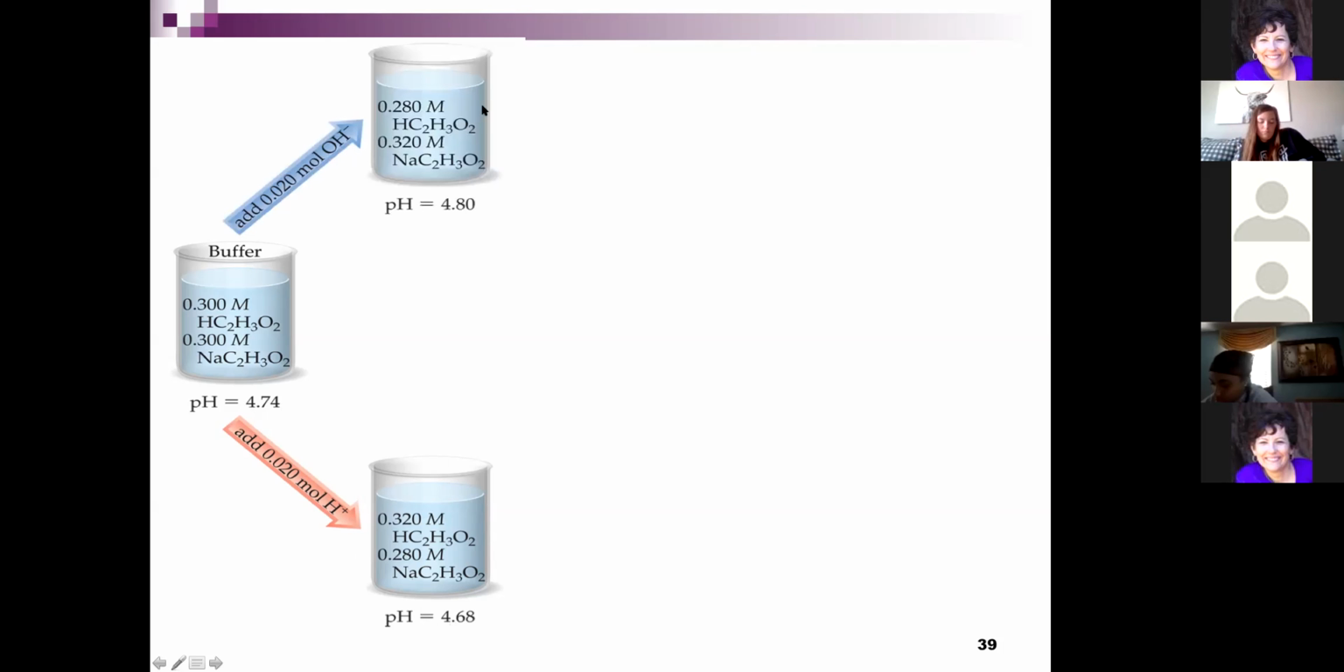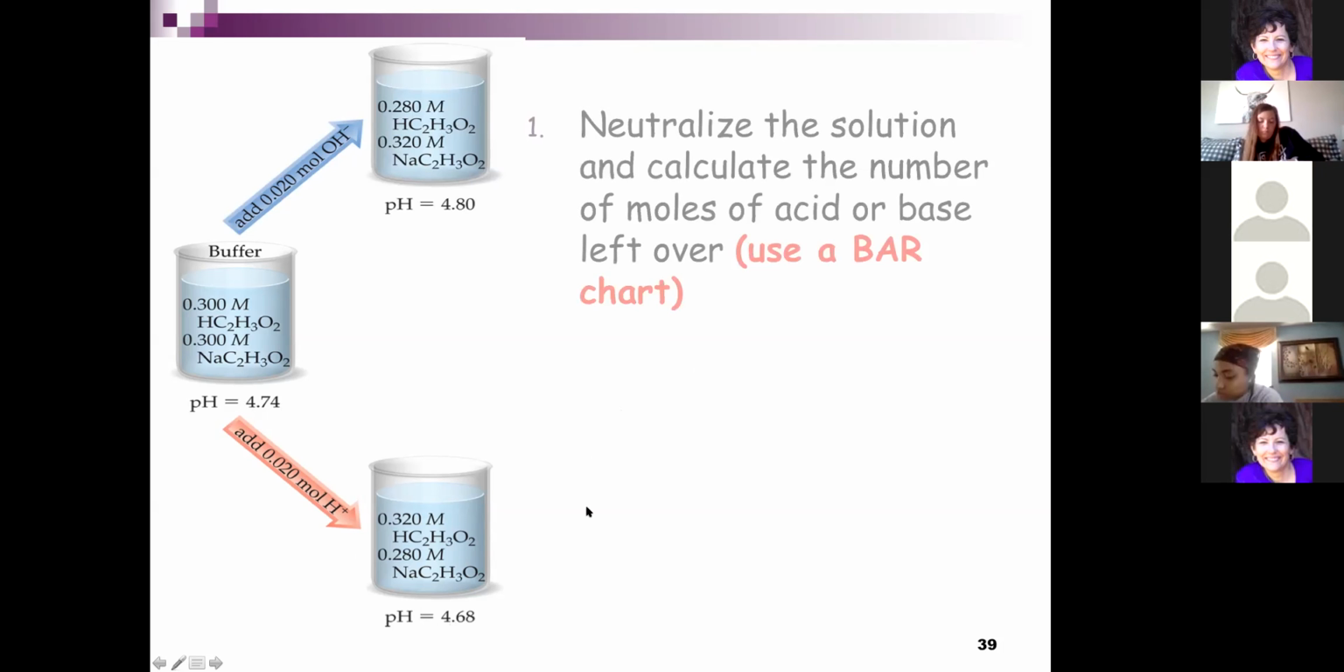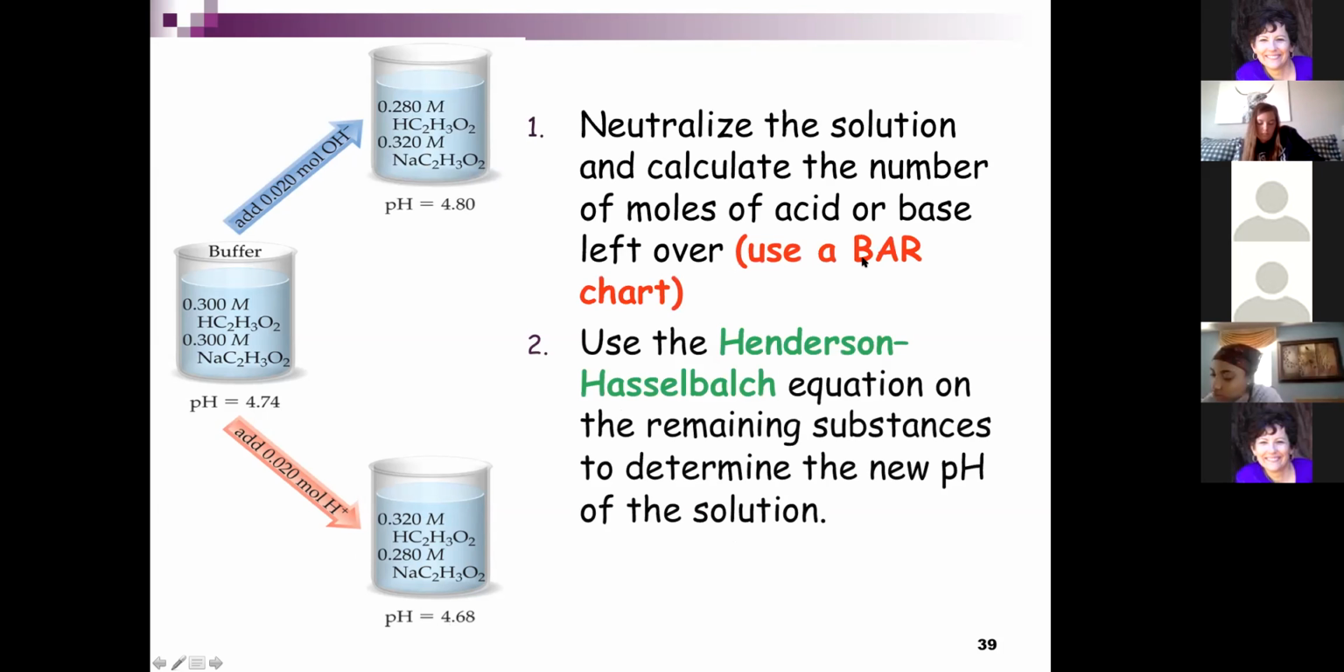Okay, so same situation if I'm going to do a base. Now in this situation, my acetic acid goes down and my sodium acetate goes up. So we're going to do what we call a bar chart, and it'll be before, what we added, and what remains. And when you do a bar chart, you have to do a bar chart in moles. So we have some molarity values over here, but we actually are going to use moles when we actually do the concentration. So once we add or subtract the moles of acid or base, then we're going to redo our Henderson-Hasselbalch to get our pH.